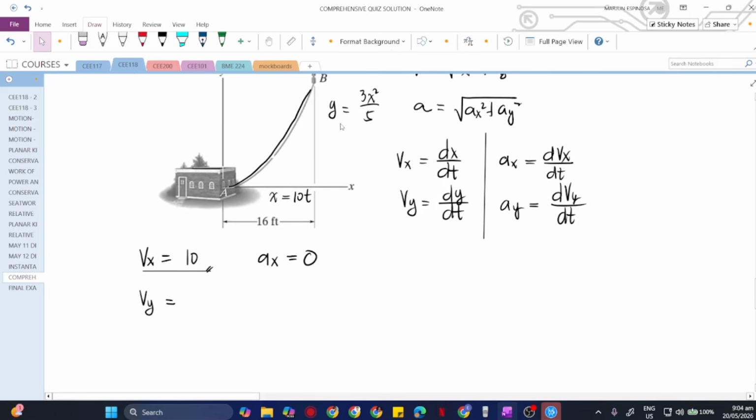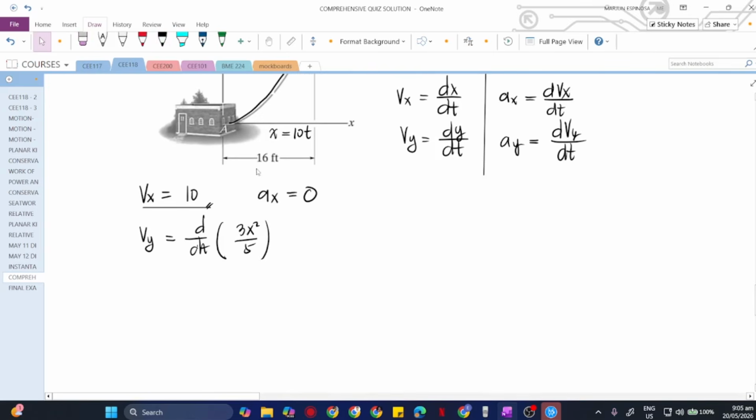First we need to determine this part; we will be deriving this one with respect to time. So sorry, this is y equivalent to 3x squared over 5. So, derive natin to class ha. So yung vy natin would be equivalent to the derivative ng y with respect to t, that is dy over dt, which is equivalent lang to this vy.